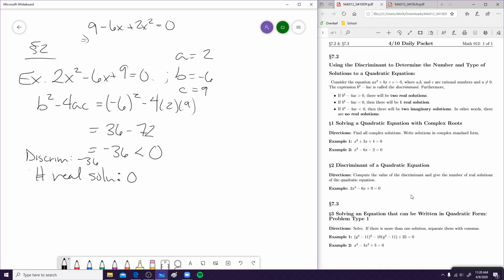However, even though there's no real solution, here's a concept question for you guys. If there's no real solution, what type of solutions are there then? This tells us, since it's negative, that, and this is just extra, this is too complex. So maybe not complex. This is two imaginary solutions. Right? So that means both solutions will have i in it. Right? And this is how you compute the discriminant of a quadratic equation.